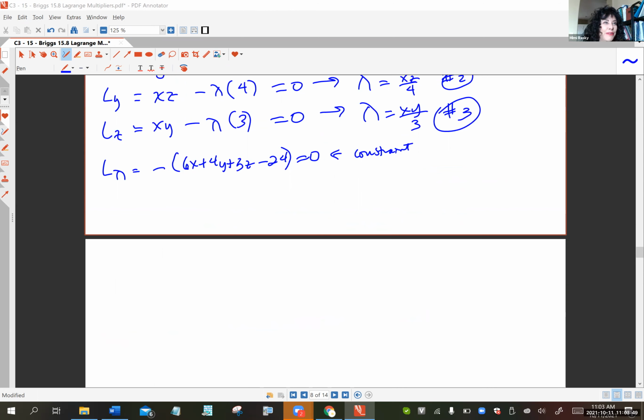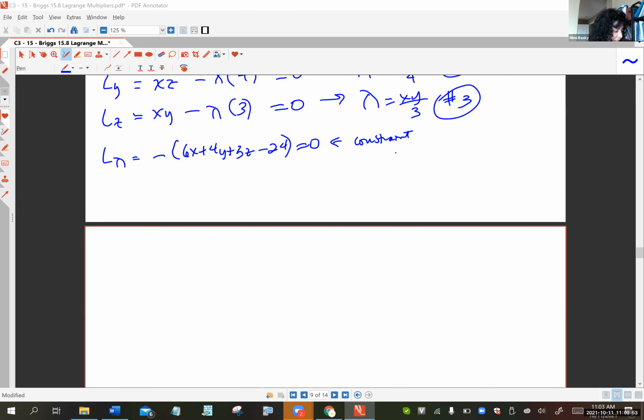You will end up really, really disappointed and frustrated. Okay. So how about if I set number 1 equal to number 2? So my number 1 lambda was yz over 6. I'll set it equal to my number 2 lambda xz over 4. They have to be equivalent. Lambda has to equal lambda, right?